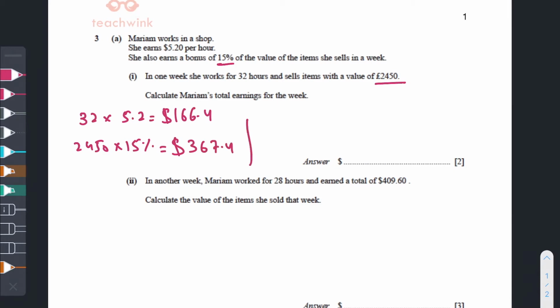When you multiply these two, you get $367.4. When you have these two values, all you have to do is add the two values. You do 166.4 plus 367.4 and your final answer becomes $533.9 or 534. So let's write 534 over here.